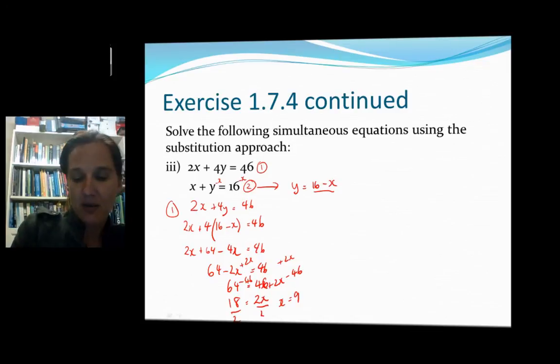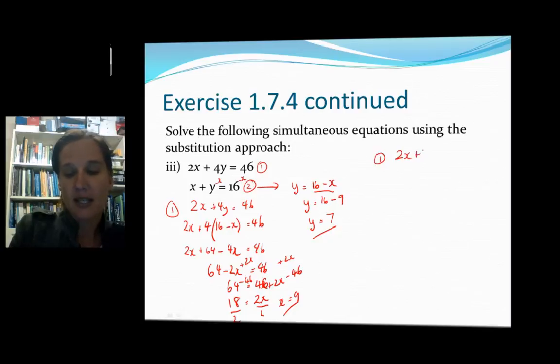And we come back to our equation 2. So y is equal to 16 minus our x, which is 9. Y is therefore equal to 7. So x is 9, y is 7. If we go back to our equation 1, 2x plus 4y is equal to 46. So 2 times 9 plus 4 times 7 equals 46. 2 times 9 is 18, plus 4 times 7 is 28, is 46. 18 plus 28 is 46. So we got this one correct there.